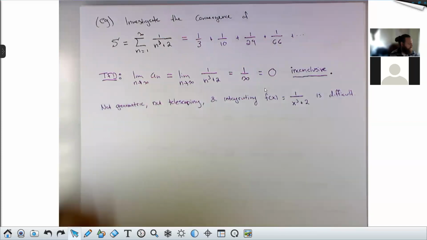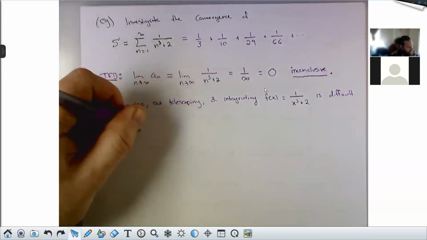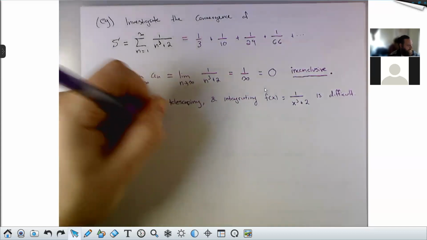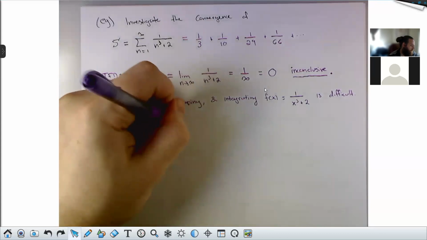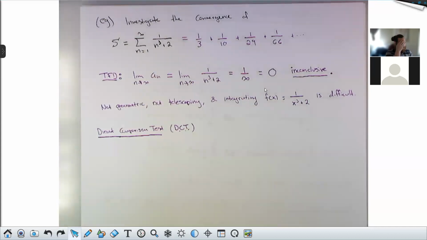So we're going to use the new one. We're going to use the direct comparison test, which in the future, by the way, I will abbreviate as DCT. So DCT says, if you think the series converges, try to find a bigger series that's easy to show converges. And then you can conclude that your series converges. If you think your series diverges, try to find a smaller series that's easy to work with. And then you can conclude that your series diverges.